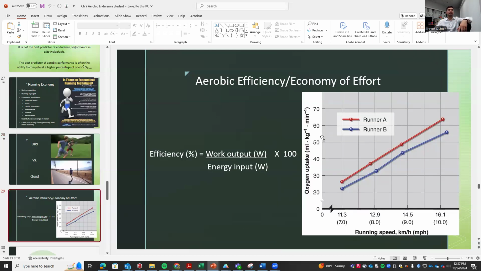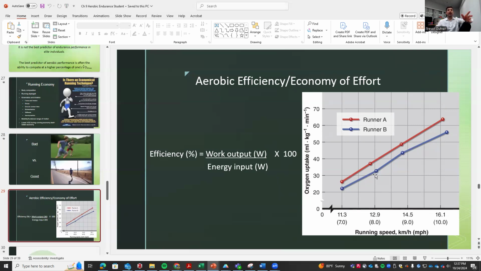So we look at this, right? We see oxygen uptake at any given speed. And again, this is a little bit confusing, but the idea here is we look at runner A and runner B. Runner B is requiring less oxygen uptake at this given speed. Again, keeping in mind that this is with elite individuals, but it really does transfer to everyone.